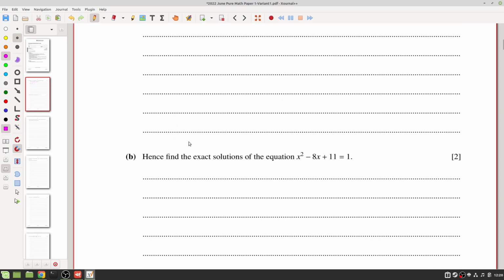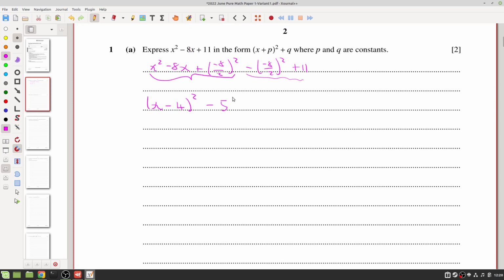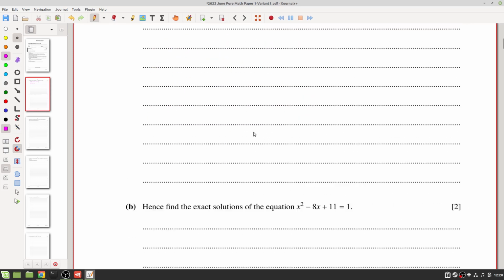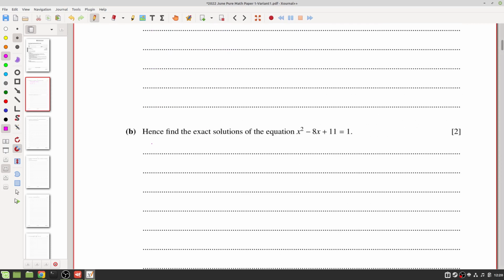Okay. Hence, find the exact solution of this equation. Okay, so we know that this whole part can be rewritten as this: (x minus 4) squared minus 5. That's this whole thing written in a different form, equals 1.